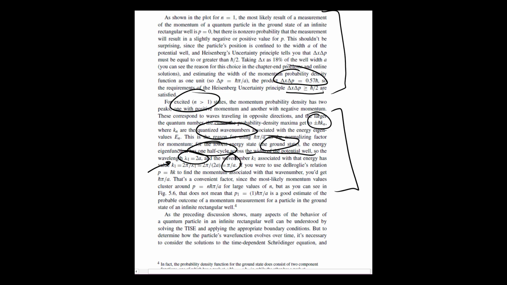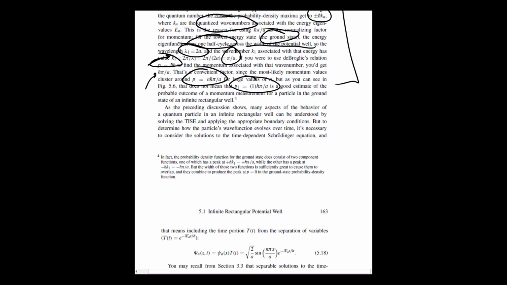So if you were to use the de Broglie relation, p is equal to h bar k, you would get h bar pi over a. And as you count up in n, the momentum values tend to cluster around n times that basic momentum unit of h bar pi over a. But of course, as you can see by looking at the graph, that does not mean that the momentum of the ground state is well estimated as h bar pi over a. There's a footnote here that explains what's going on there.